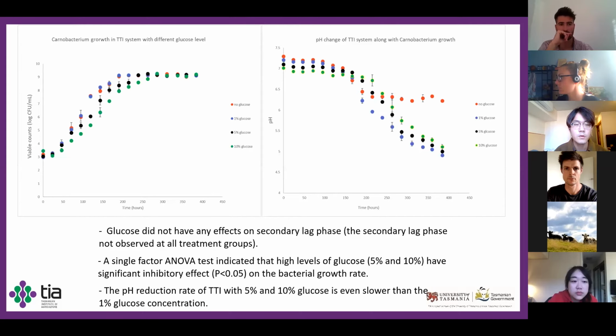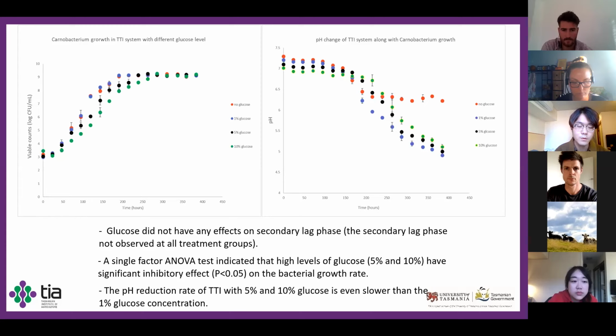To make the results look clearer, I divided the viable counts and the pH into two graphs. The graph on the left-hand side shows the Carnobacterium growth curve in TTI with different glucose levels. And the right-hand side is about the pH change over time in the TTI system. The red, blue, black, and green samples reference the different treatment groups with 0%, 1%, 5%, and 10%.